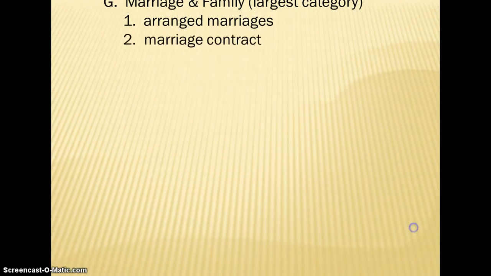Marriage and family was also the largest category in his 282 laws. There were arranged marriages, and it was all based on a marriage contract, so a lot of the laws had to do with that.